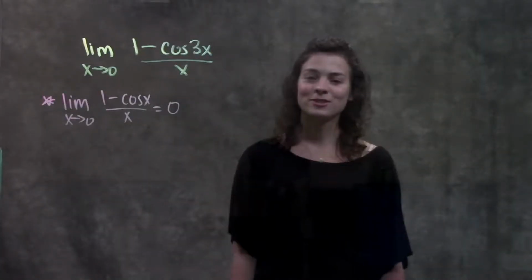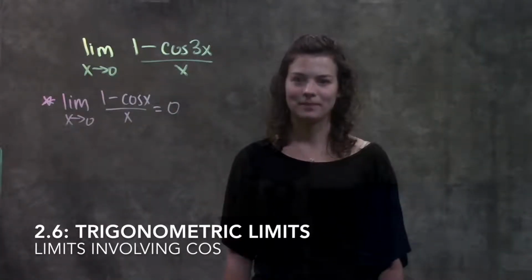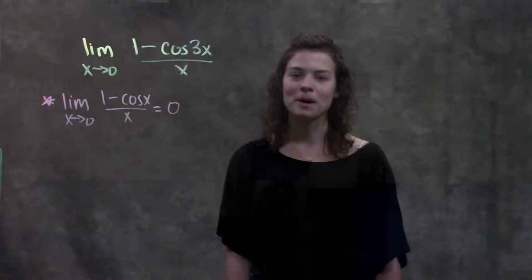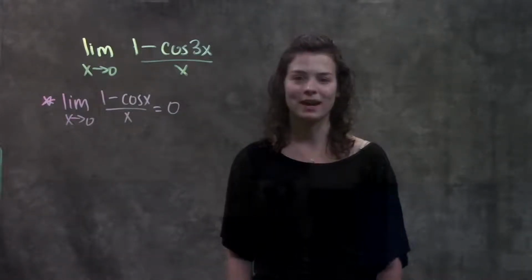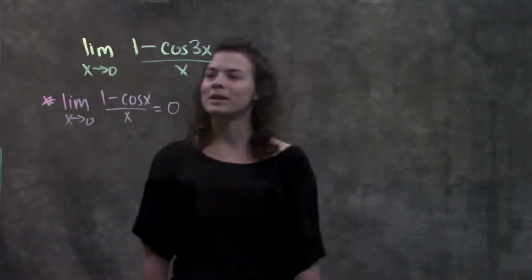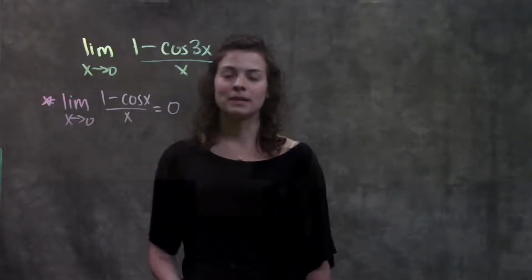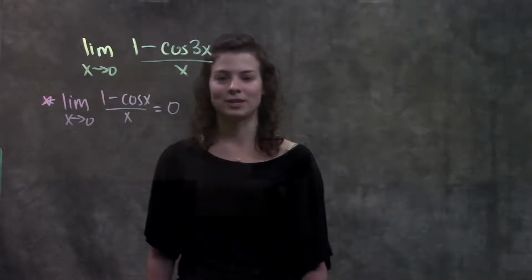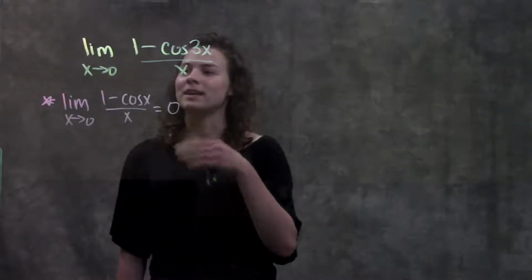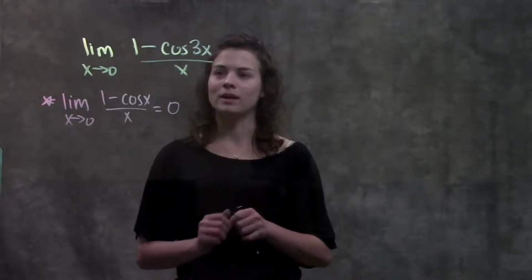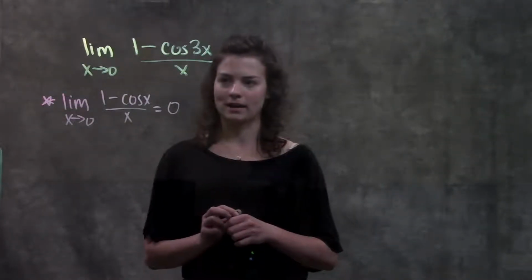This is a video for section 2.6, limits involving trig. And in this example, we're going to go through a problem that involves cosine and using that identity. All right, so let's go through it. This isn't a problem in your book, but it's similar to number 44 in section 2.6. Okay, so it says the limit as x approaches 0 of 1 minus cosine 3x over x.